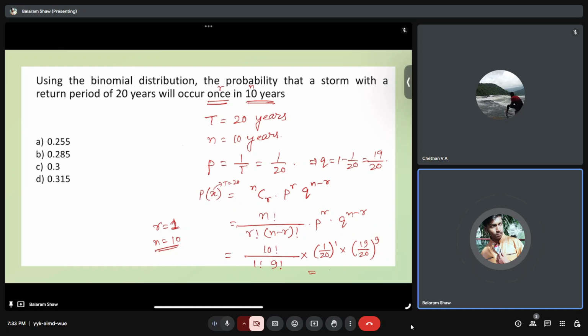I'm getting somewhere near 0.3151. So the correct answer would be D, that is 0.315. I hope you got the same answer. Okay, moving on to the next question.